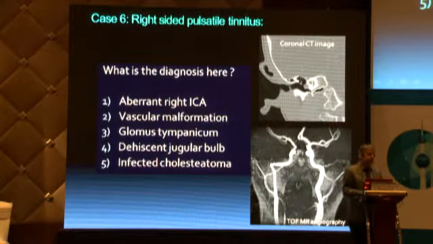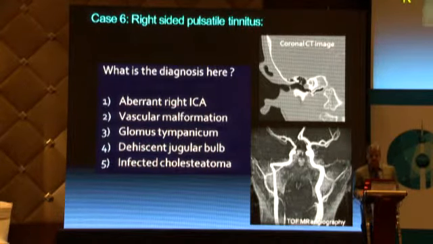Mind you, it can so mimic a glomus tympanicum that ENT surgeons who are not used to this could insist that this is a vascular glomus tumor and want to biopsy, but you literally have to fight with them not to biopsy if you think they're going to biopsy. And you will be correct 100% of the time. So aberrant right ICA was the correct answer over here.